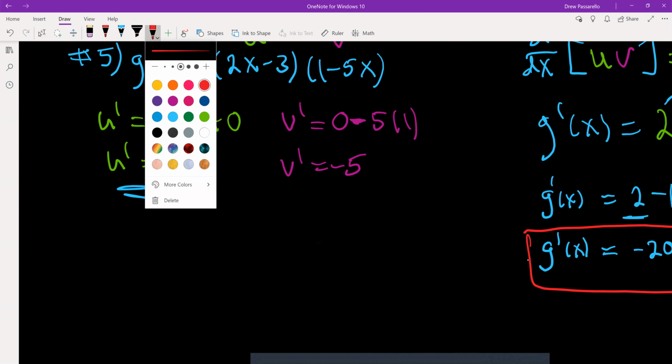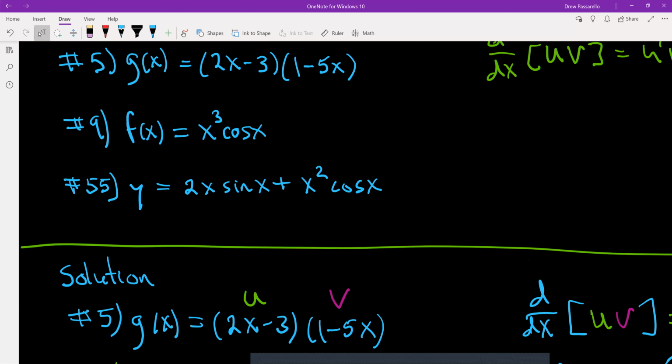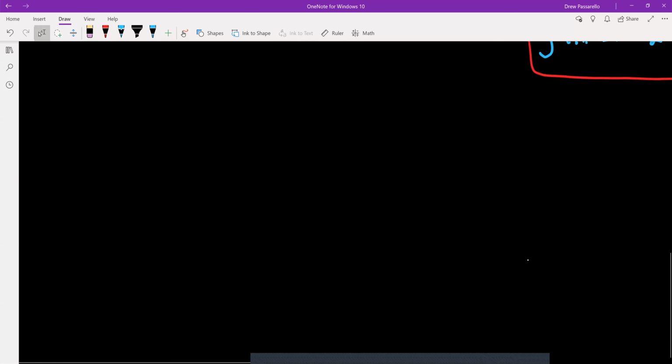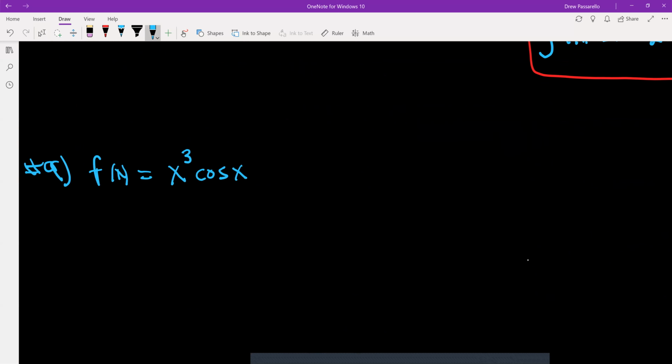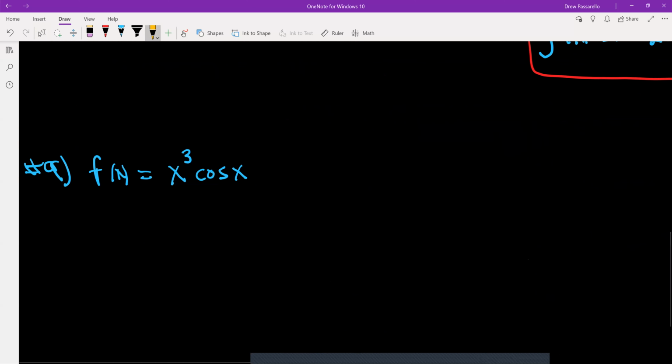The next one, number 9, x cubed times cosine x. So recall from previous section that the derivative of cosine is negative sine.